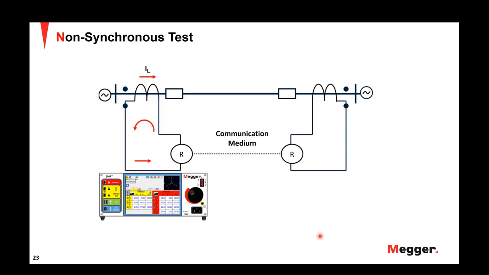Next up, we'll talk about different tests that can be done. One of them is known as the non-synchronous test, wherein you perform injection only on one end, and you don't perform the synchronous injection. Using this test method, you can check the pickup on your differential, since you don't need to do a synchronous injection, okay? And you don't need the GPS source to do any synchronization.